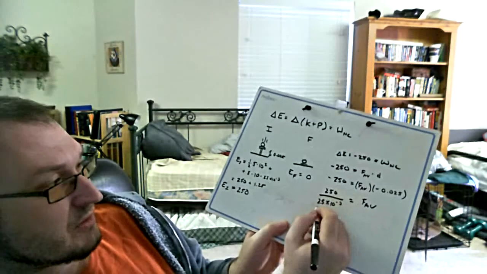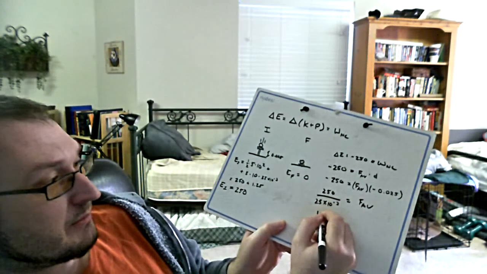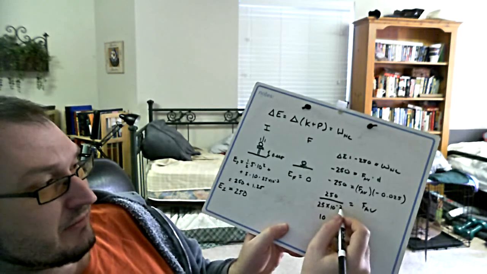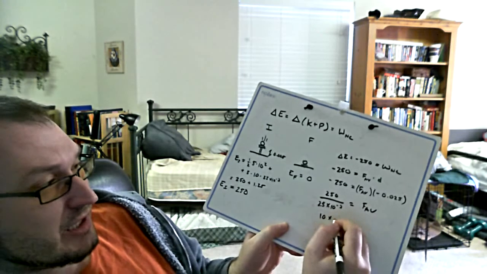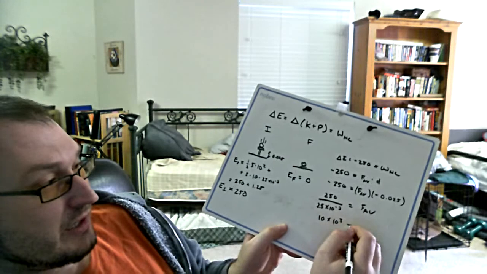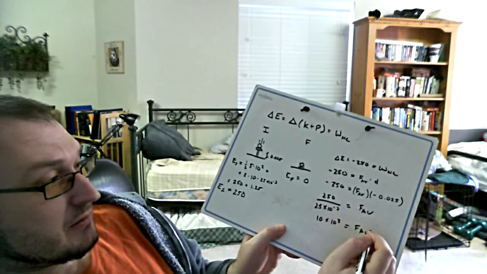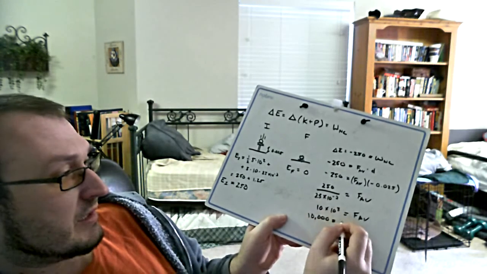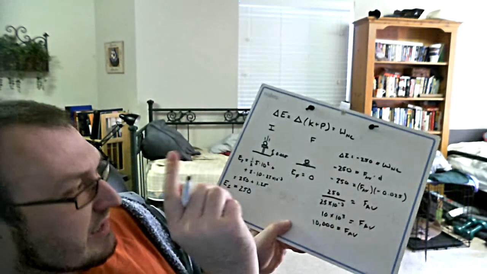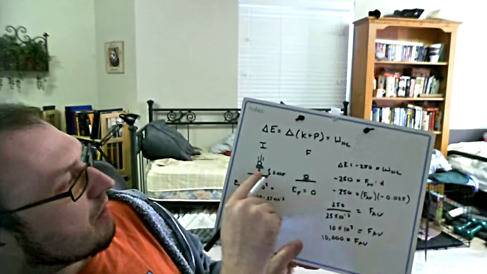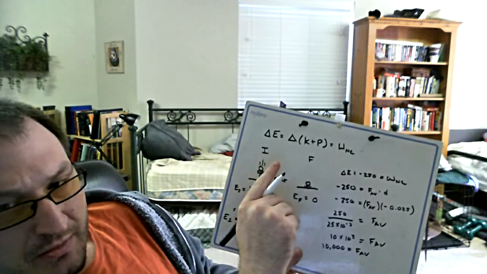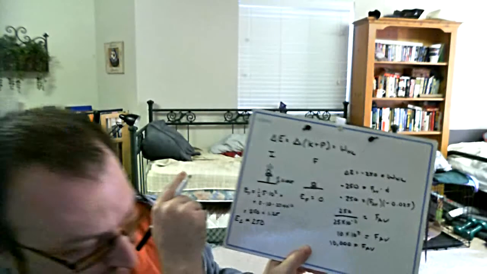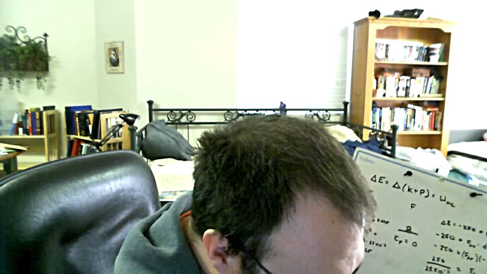So 25 goes into 250 how many times? 10 times. And then I get times 10 to the negative 3, but when I divide by that, I just change the sign of that, so it becomes 10 to the 3. And so I get 10,000 equals my average force. This is the average force on the stone by the nail. That's not what's asked for in the problem. What's asked for in the problem is the average force exerted on the nail by the stone.